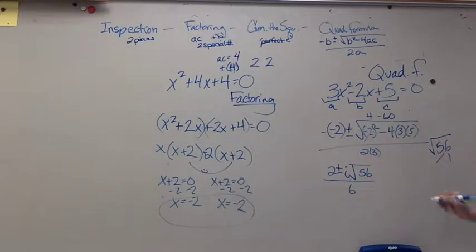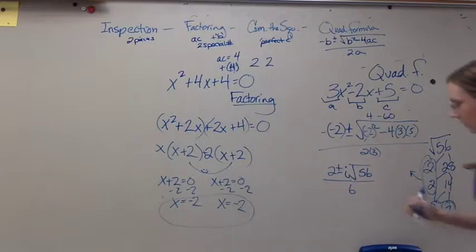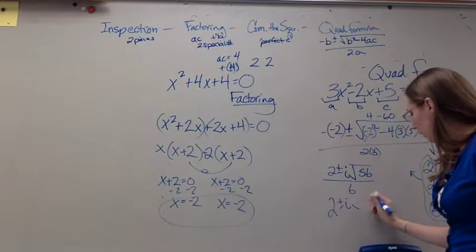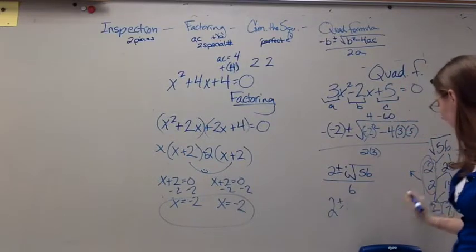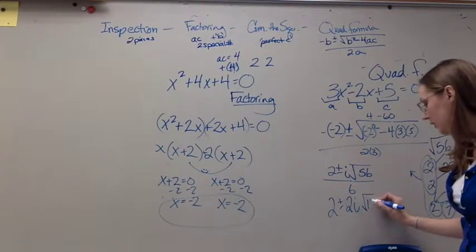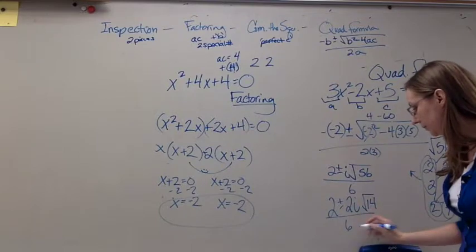Well, 56 is even, so I can do 2 and 28. 28 is even, so I can do 2 and 14. 14 is even, so I can do 2 and 7, and that's it. So at this point, this is my bottom layer. I have a pair of 2's I can pop out, and then I have a single and a single. So I'm actually going to have as my solution 2 plus or minus i, oops, just kidding. I said I could pull out a 2, so I should put the 2 in front of my i, and then have a root 14 left, and that's all over 6.